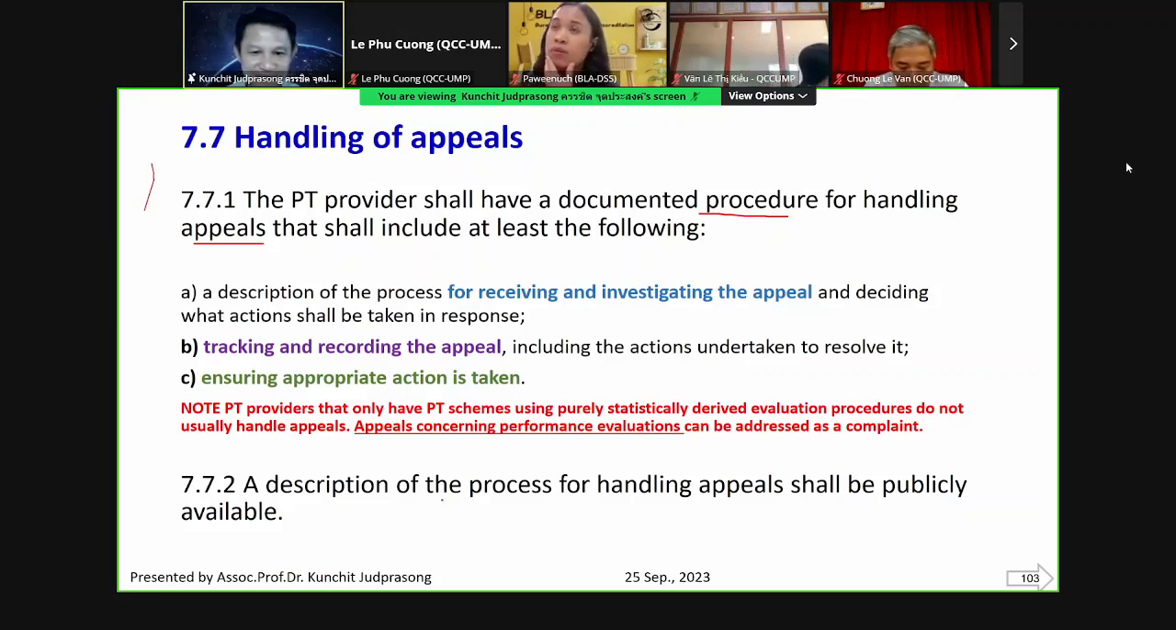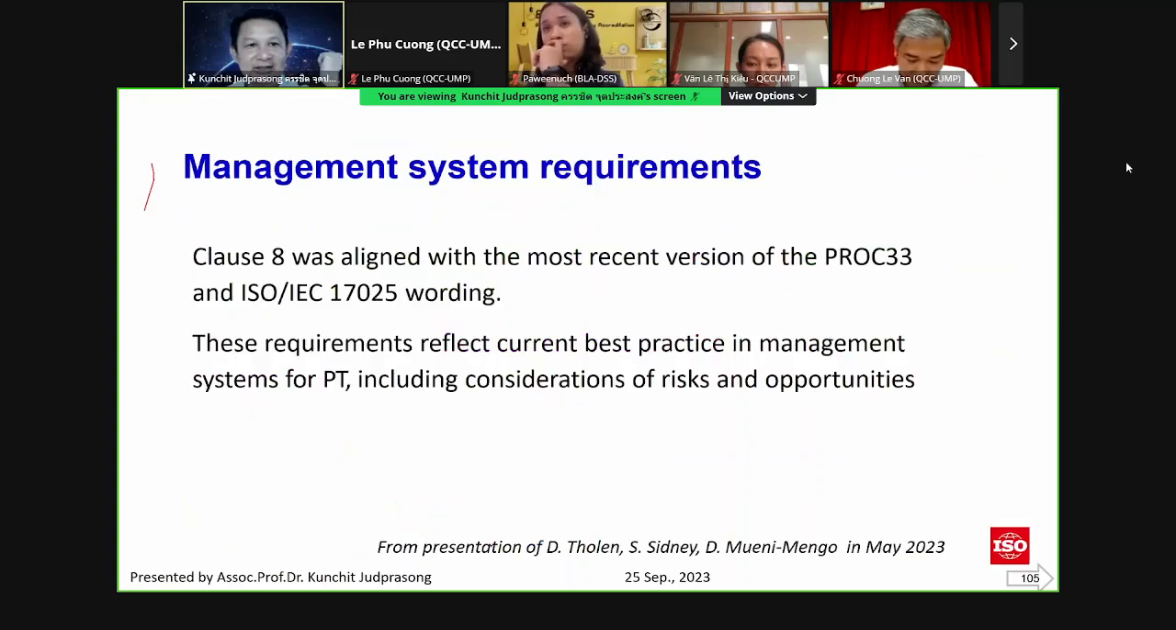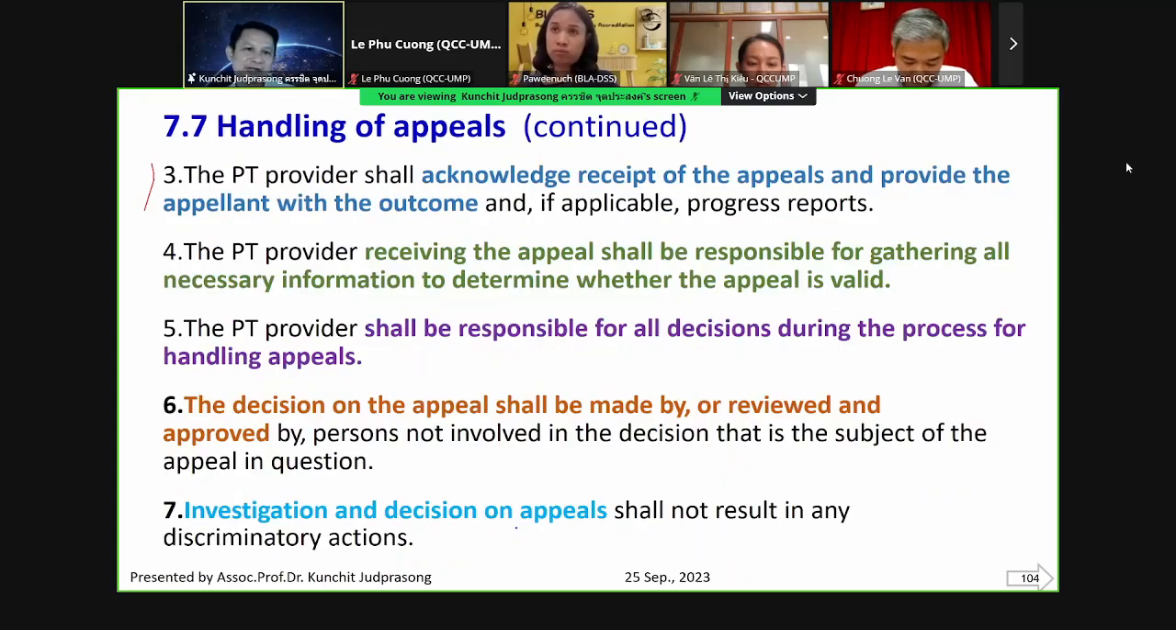The description of the process of handling appeals shall be publicly available, again similar to complaints. The PT provider shall acknowledge receipt of the appeal. The provider receiving the appeal shall be responsible for gathering all necessary information. The wording is similar to complaints, but with a different number. The provider shall be responsible for all decisions. The decision on the appeal shall be made, reviewed, and approved by a person not involved. Investigation of the appeal shall not result in any discriminatory action. Yeah, that's all for number 7.